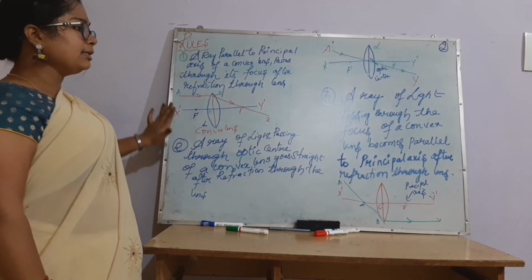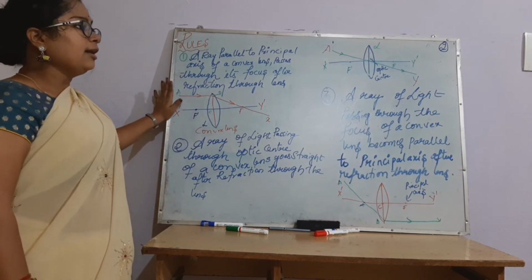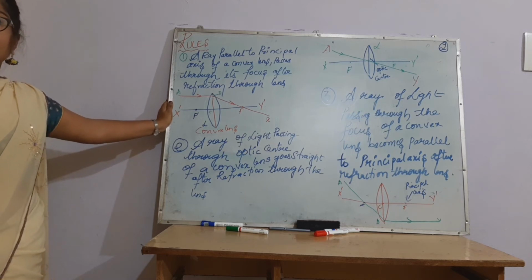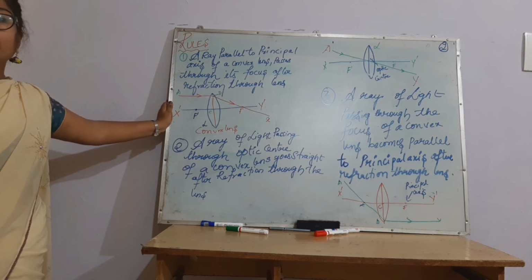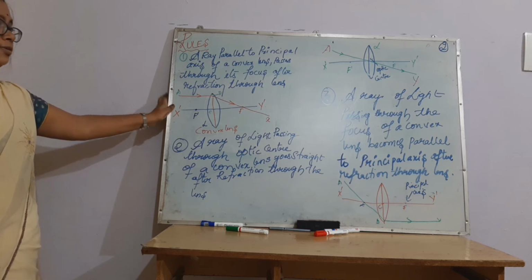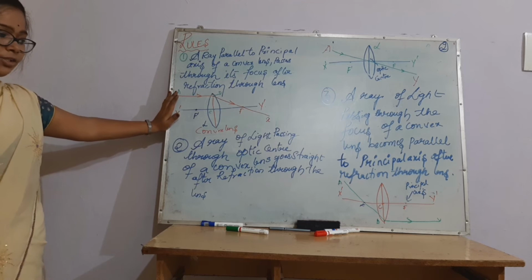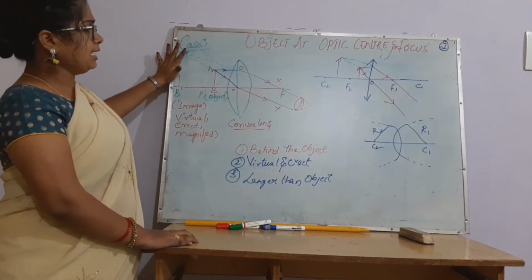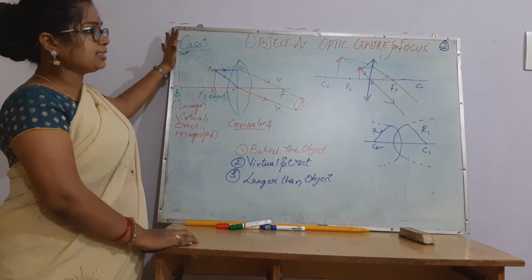These are the rules you are supposed to use while you are drawing the images, to see how images are formed when the object is kept at different distances. So let us go with that session now. This is the case: object between the optic center and the focus.